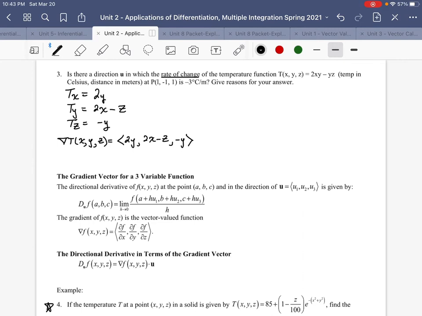Let's make a substitution because we know it's at (1, -1, 1). So that's going to be negative 2. I'll color code it here just so I don't confuse myself. Replacing x, y, and z: if I'm replacing the x with a 1, I'm going to get 2 minus the z, which is a 1, so 2 minus 1 is 1. And then negative 1 is a positive 1. So I'd be looking at (-2, 1, 1).